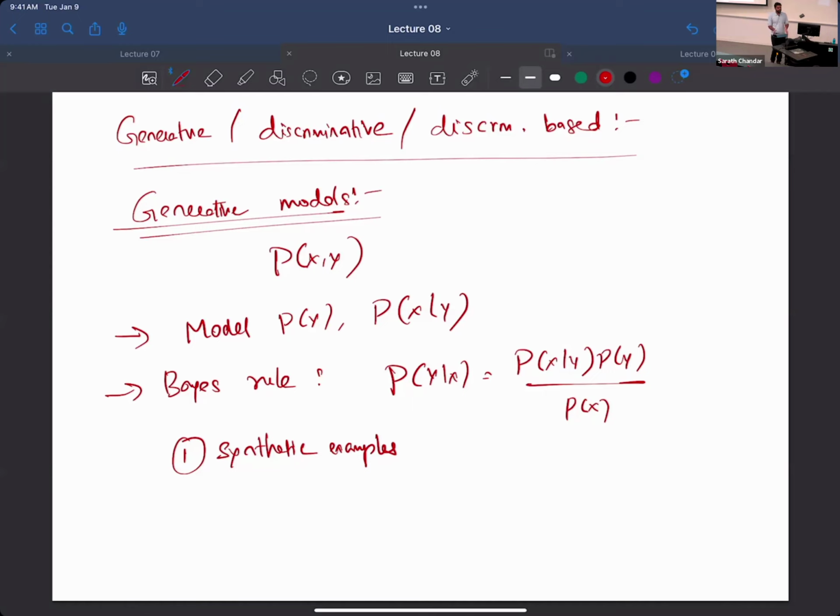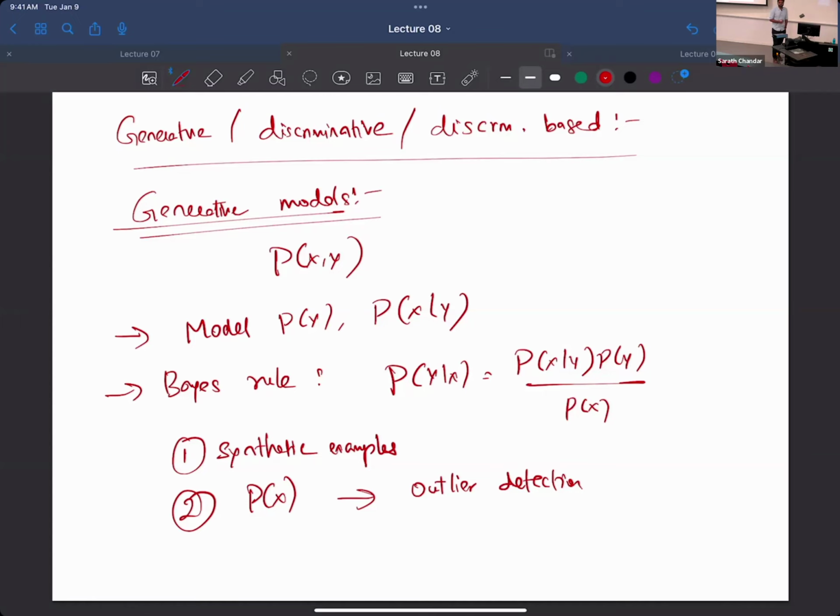Is that clear? So this is one application. The other application is that if you have access to p of x, you can use it for outlier detection. If you can compute p of x for a new data point, and that value is too low, then it is an outlier. If the value is too low, it means that this is a very rare example.